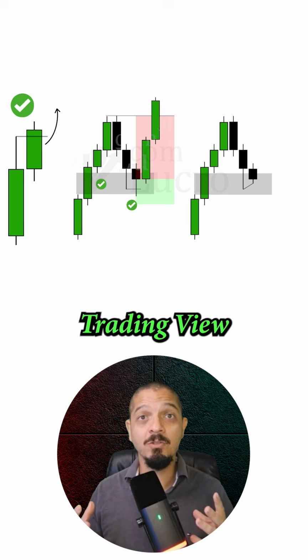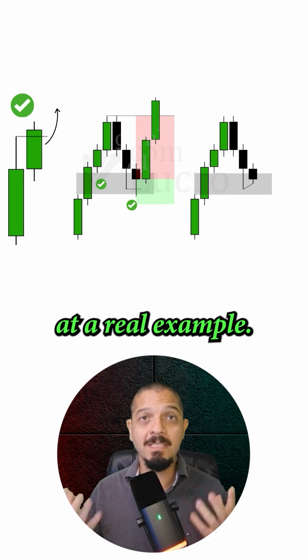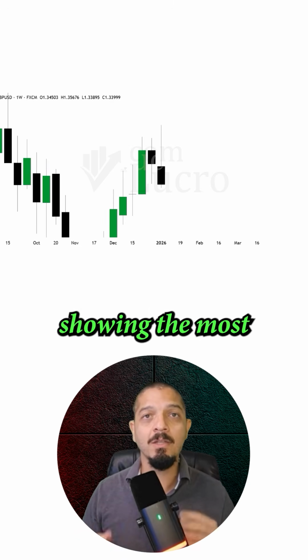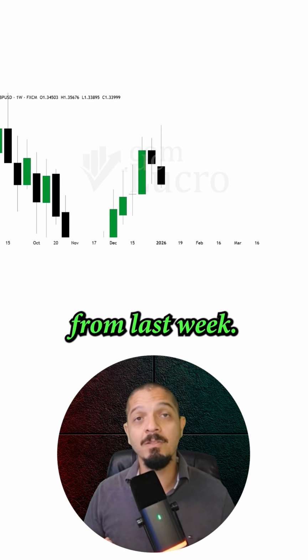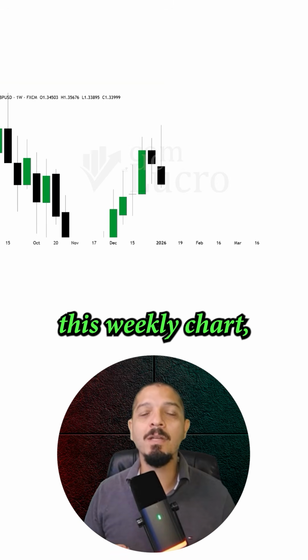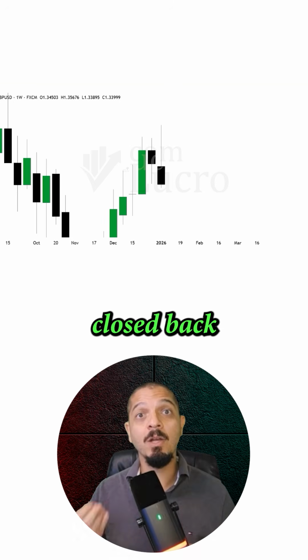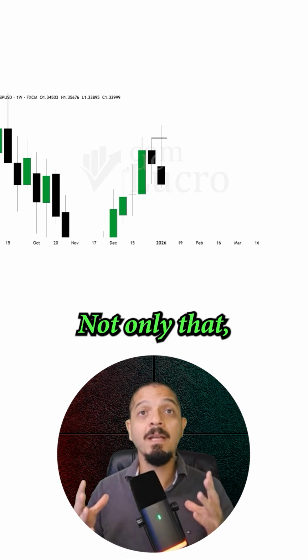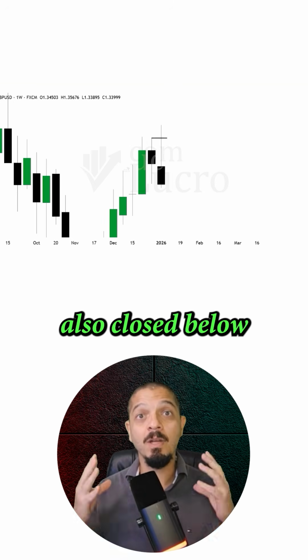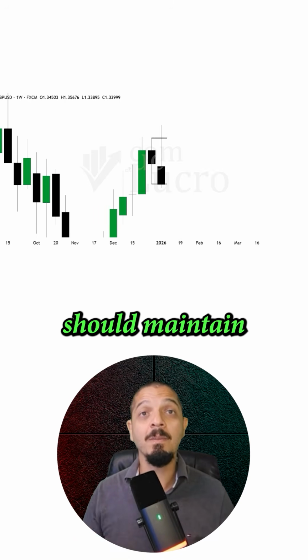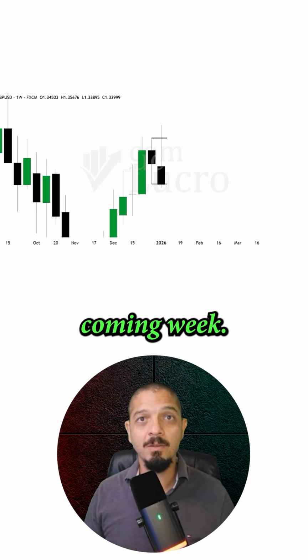Now, let me take you to TradingView so we can look at a real example. This is the British pound US dollar weekly chart, showing the most recent price action from last week. When we examine this weekly chart, we can see that price swept the previous candle's high and then closed back below it. Not only that, price also closed below the previous candle's low.